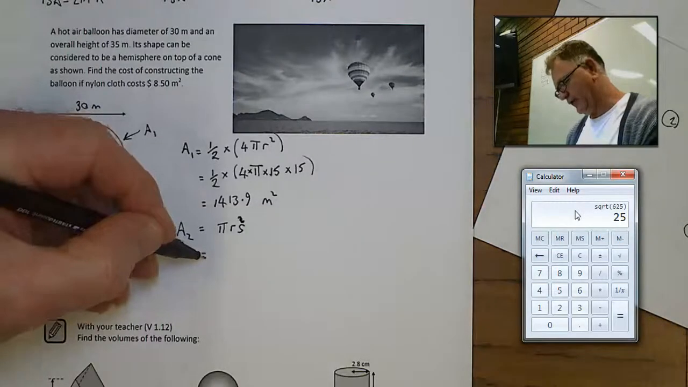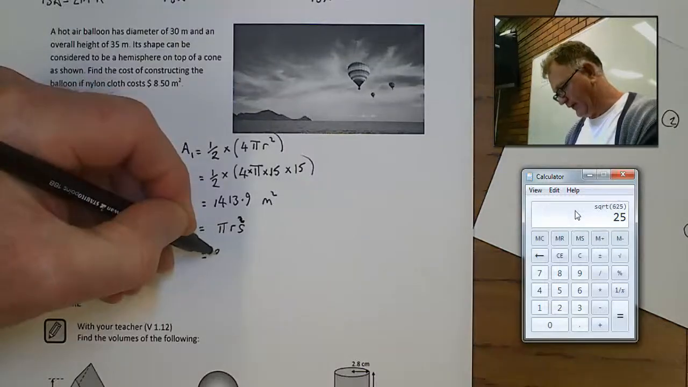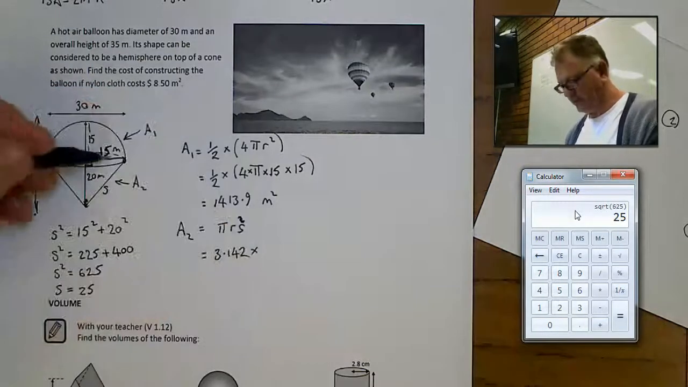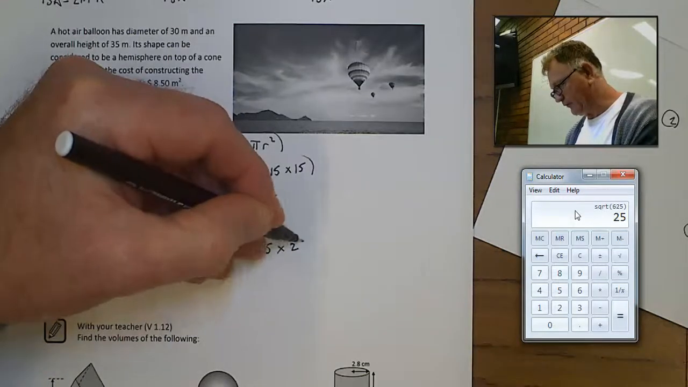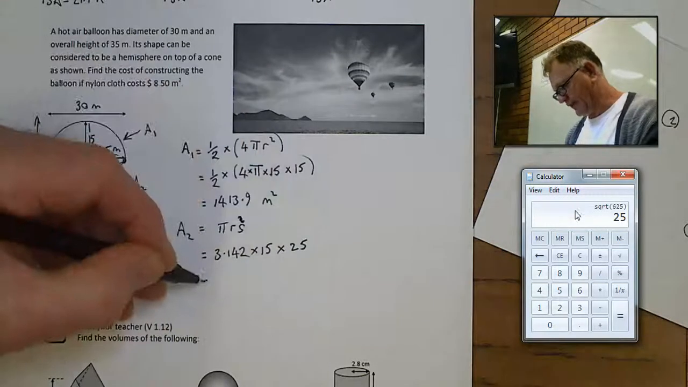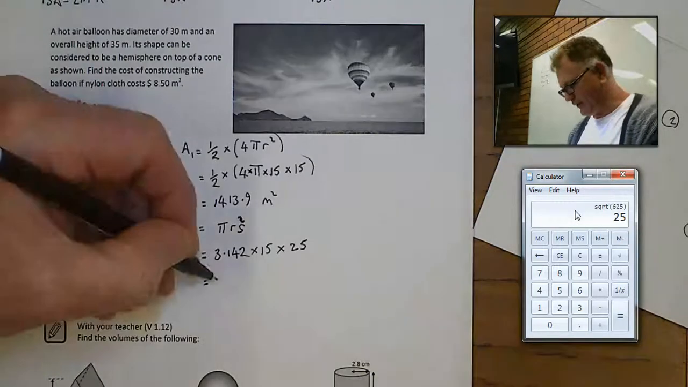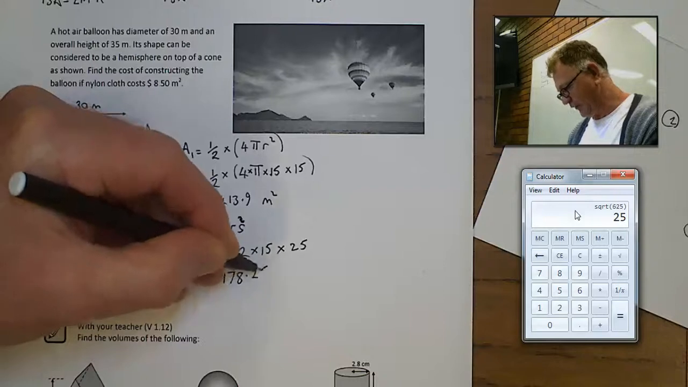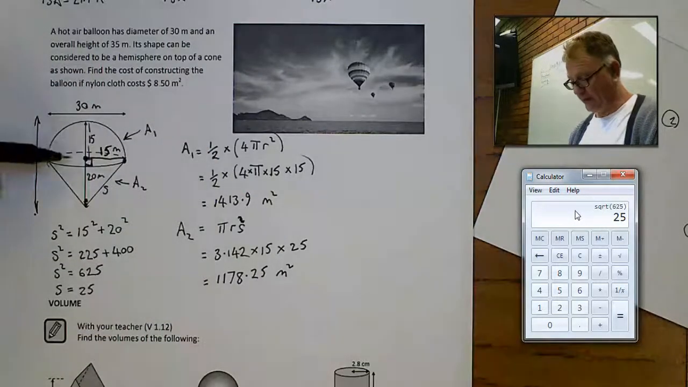I can use that over in this formula here where I'm trying to work out its surface area. Pi is 3.142, the radius was 15, and the slant height was 25. I've done all this beforehand on my calculator. I do know the answer, 1178.25 metres squared. So I've got my area for part 1 and area for part 2.